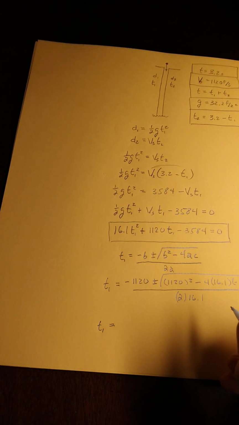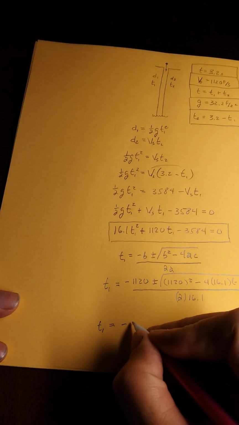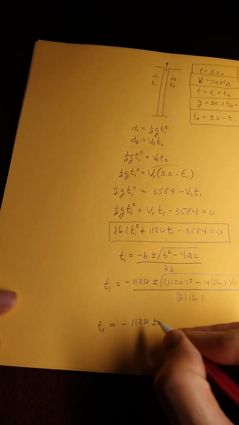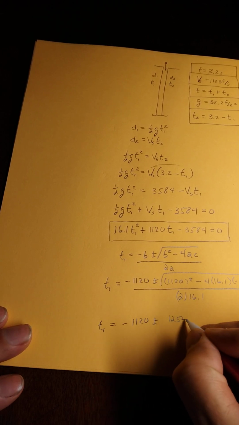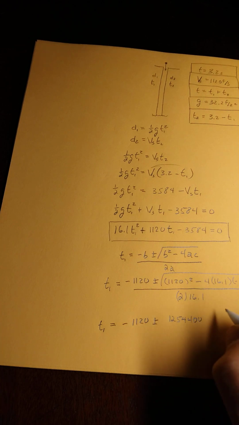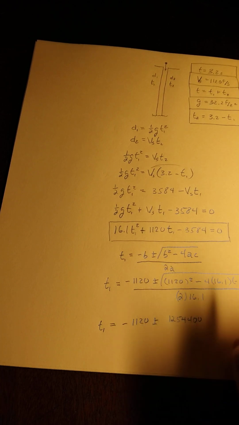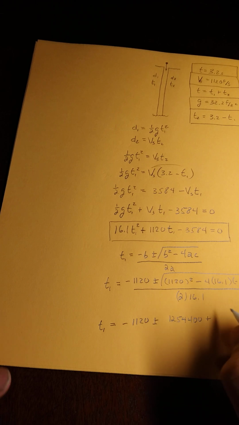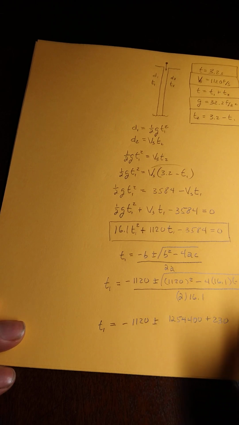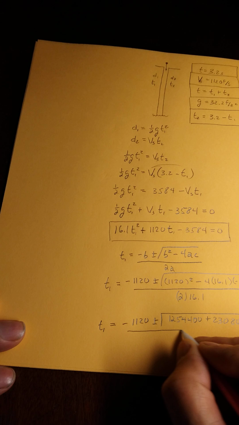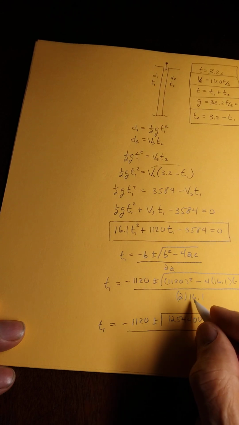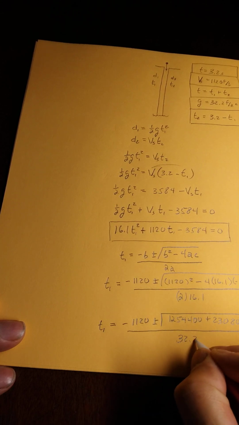t1 is going to be equal to, when we do this, negative 1120 plus or minus the square root of 1,254,400. In this case, because we have multiplication of two negatives, this ends up being plus, which is a good sign. 230,809.6. We're going to take the square root of that thing, and divide this whole thing by 16.1 times 2, which is 32.2. Alrighty, let's move to the next step.